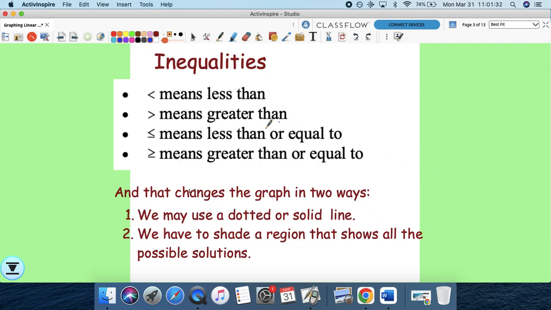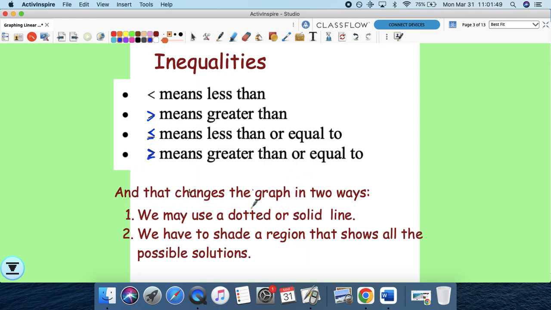Okay. So again, let's go over this. Inequality, this sign here means less than. This one means greater than. The next one means that it could be less or equal. And the last one says that it could be greater or equal as well.